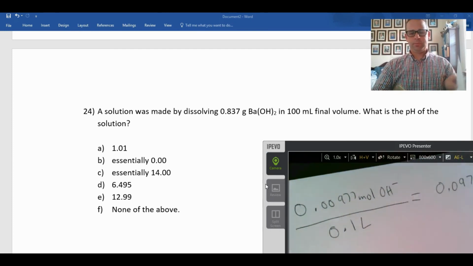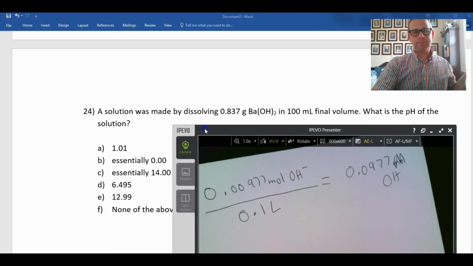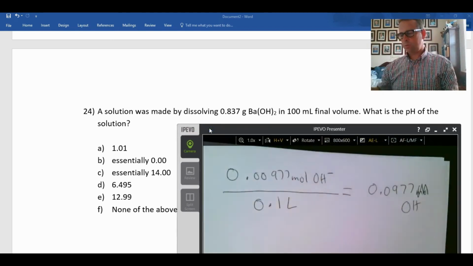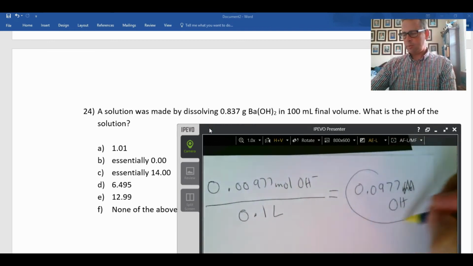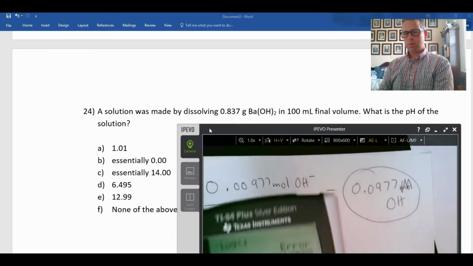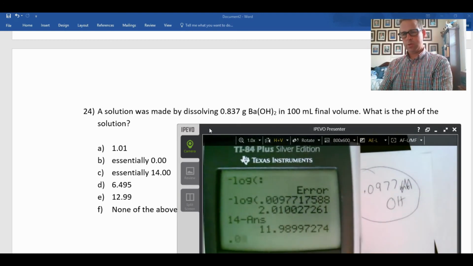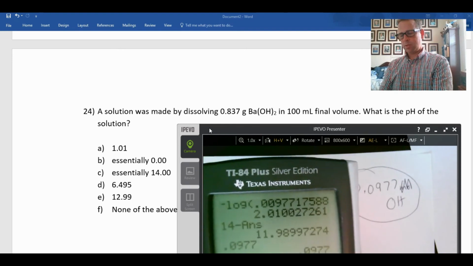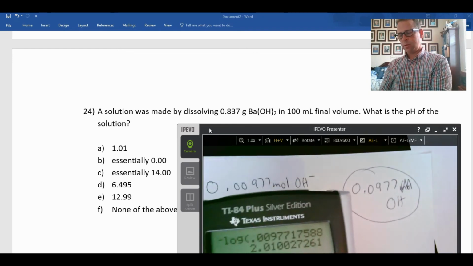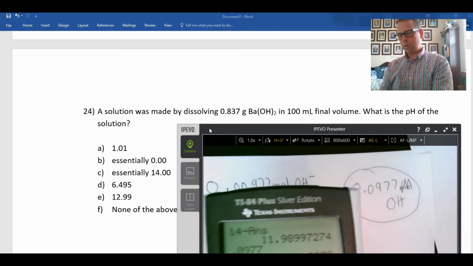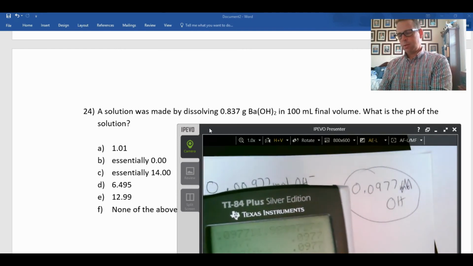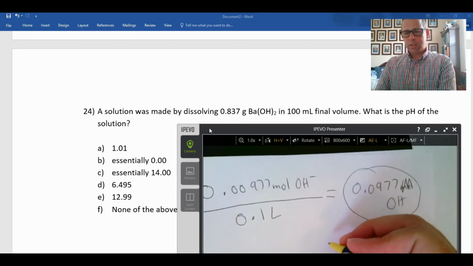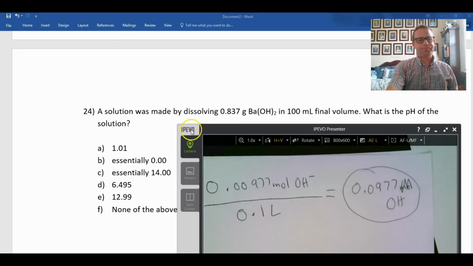Okay, so I take the negative log of the molarity of the hydroxide ion there, 0.0977, right? So the negative log of that value, and then 14 minus that, and that's our 12.98, or 12.99. Okay, very good.